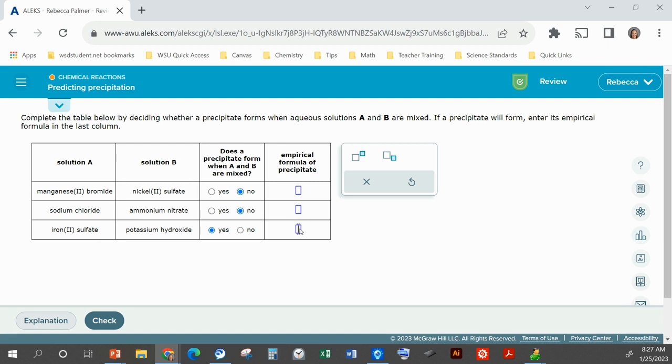So we have Fe2 plus, and we have OH minus, and we can get those charges from the table. Then we do the crisscross. This is from chapter 3. So our formula would be Fe(OH)2. Okay, does that sound familiar? This part should be familiar. We should have seen this before.